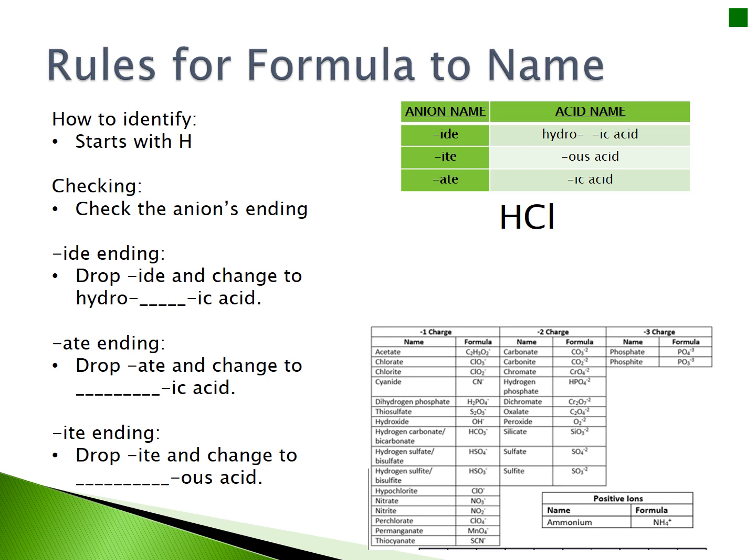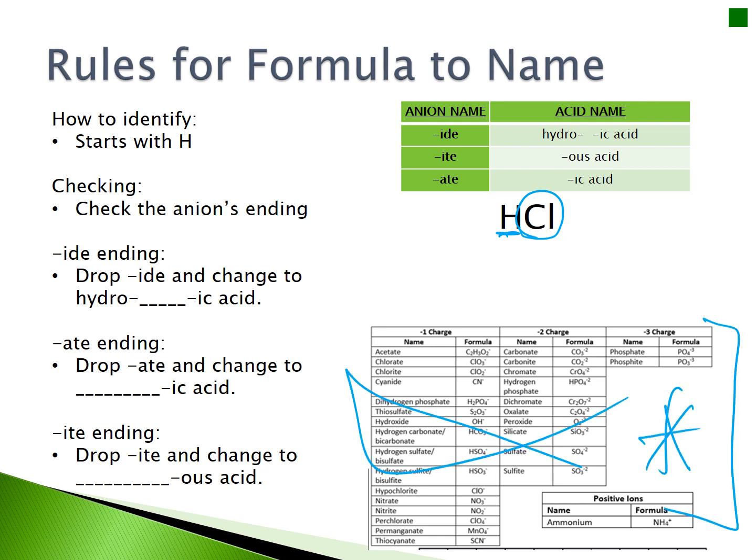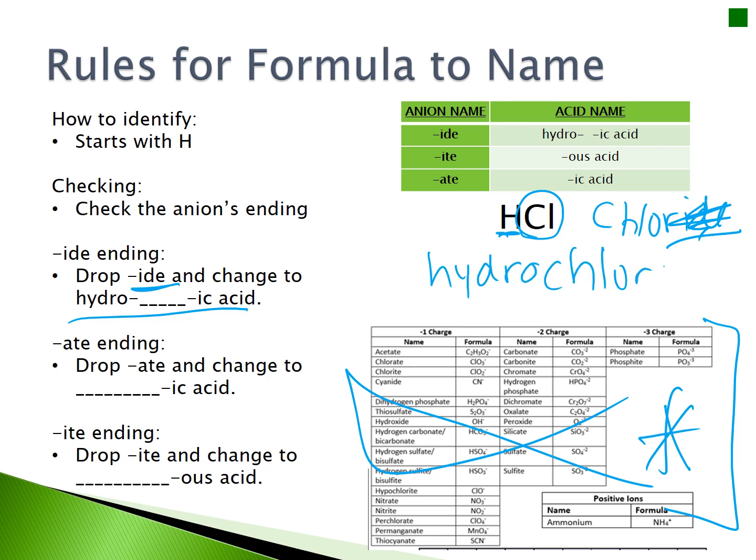Okay, the next one starts with an H, so I can identify it as an acid. Check my anion's ending. So in this case, I've got Cl, which is not found on the ion sheet because it is a single element. So therefore, I'm going to look at my periodic table, and I get chloride, because it has that charge of a -1. So it says drop the ending and change it to hydro-ic acid. So if I drop chloride, what I'm going to do is add hydro as my prefix. So it's hydrochlor, and then add ic acid as my ending. There you go.